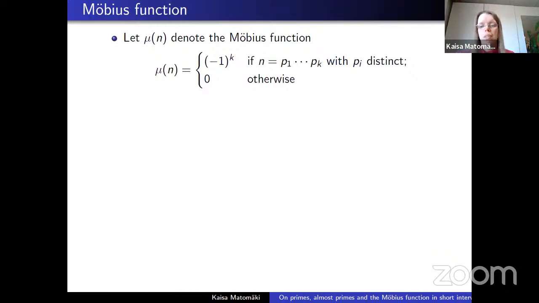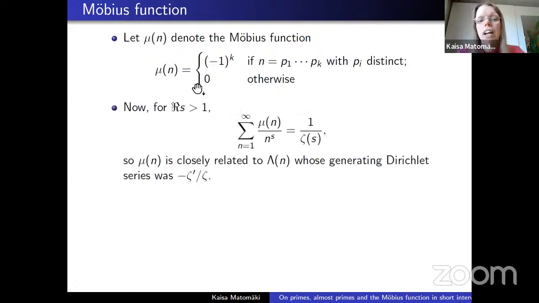Okay, and then let us turn to the third topic on my title, that's the Möbius function. And I will start by defining the Möbius function. So it's called the Möbius function μ(n), and it's (-1)^k if n is a product of k distinct primes, and it's 0 otherwise. So it's 0 if n is not square free. If it has a repeated prime factor, then it's 0. And otherwise, if there are no repeated prime factors, it's -1 if the number of prime factors is odd, and it's +1 if the number of prime factors is even.